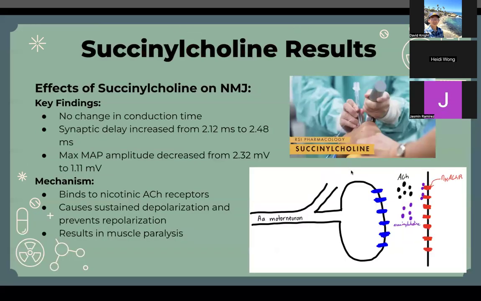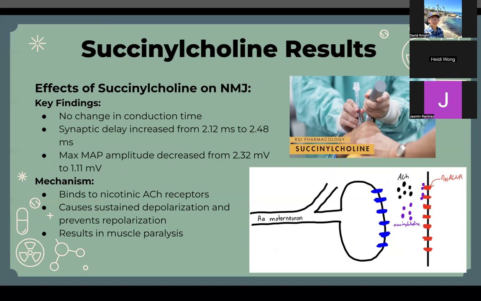So for acetylcholine, we noticed that acetylcholine caused an increase in the synaptic delay, which caused it to rise from 2.12 to 2.48 milliseconds. Although the conduction time remained the same, the maximum MAP amplitude decreased significantly.